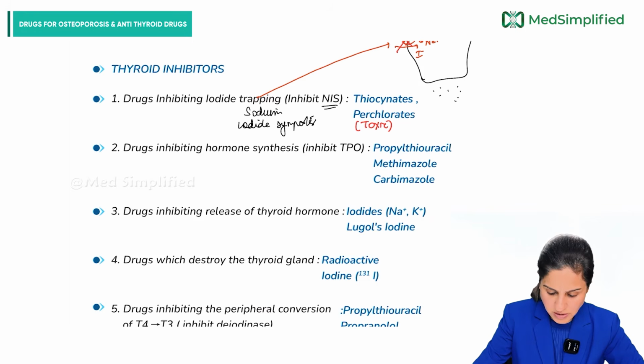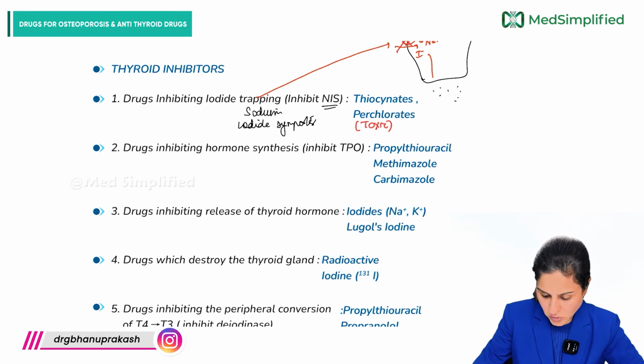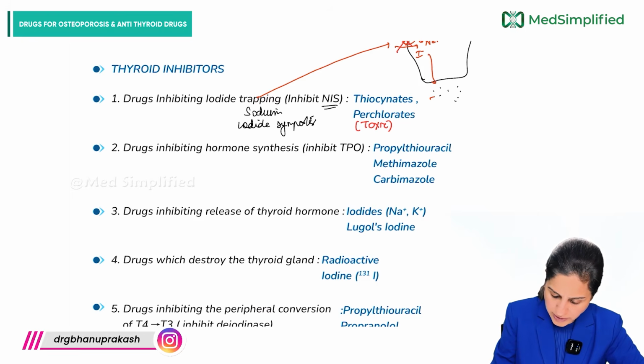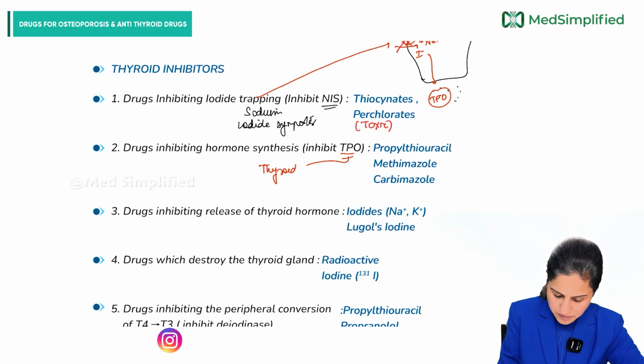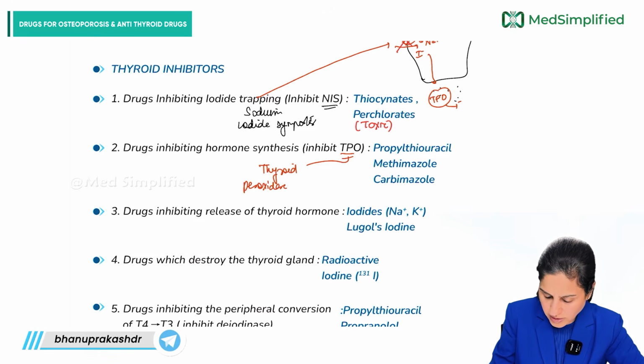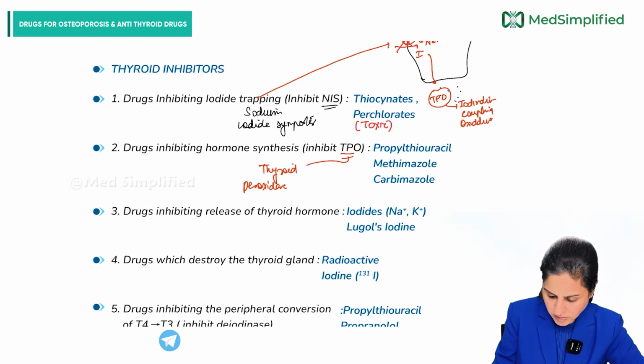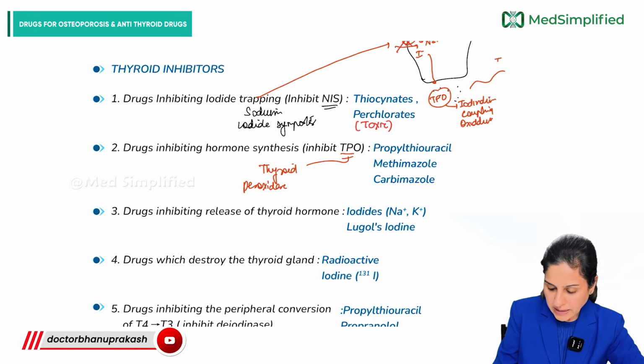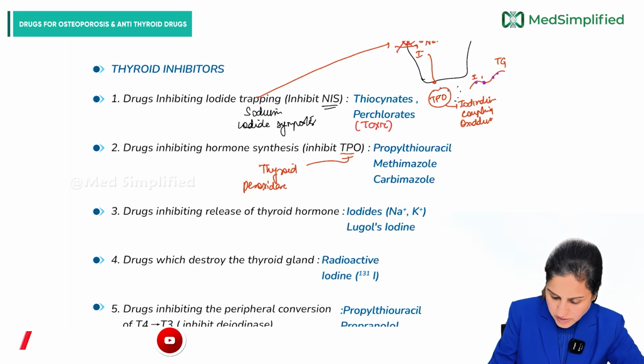Second, drugs. Now, after the iodide has come inside, it needs to enter into the colloid, and in the colloid there is an enzyme called TPO. This TPO is thyroid peroxidase. This is important because it causes iodination, coupling, oxidation of these iodines, and basically it leads to formation. So, we have the thyroglobulin molecule, and this thyroglobulin molecule consists of tyrosine residues where this iodine is going to bind, right.